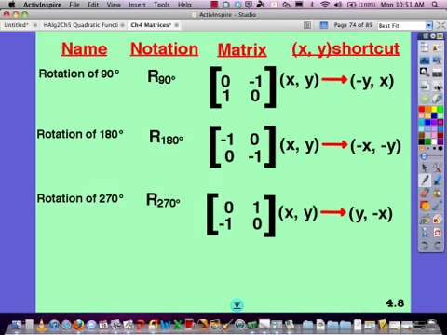So double check, add the name to the name column, the notation, capital R's on all of these for the rotation symbol, our new 3 2x2 matrices, and then the shortcuts that we just talked about. Okay, take a second to get those written down.